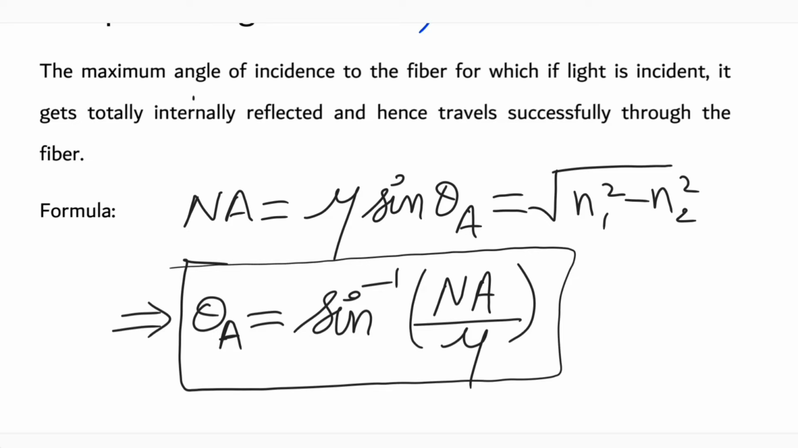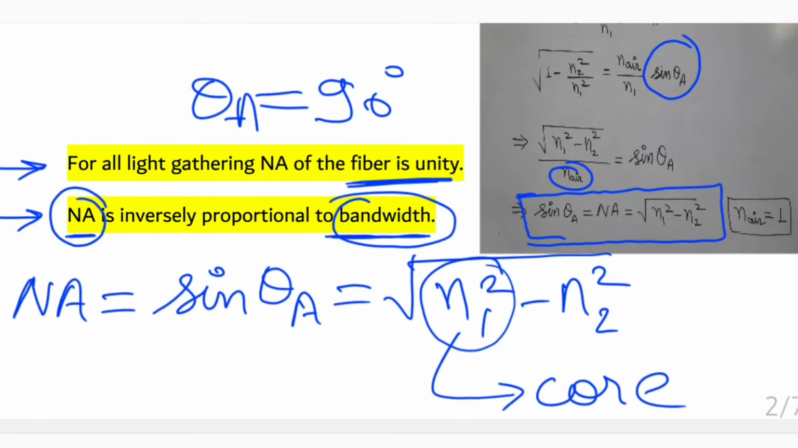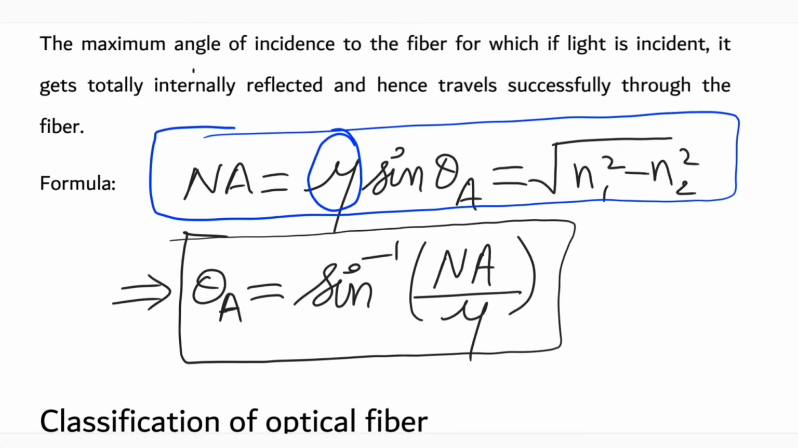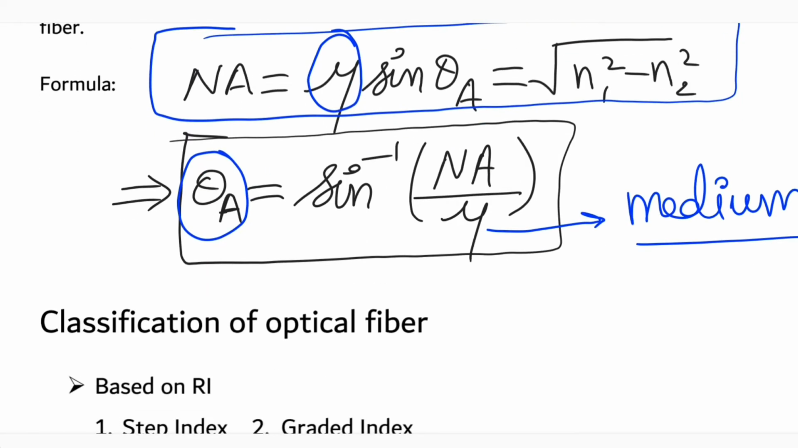As we all know, this mu is nothing but n air, so n air sine theta equals root of n1 square minus n2 square. This is the equation same as what we have seen in the case of numerical aperture. Here we consider n air as 1, but if you consider n air not equal to 1, you will get this equation. So theta a, which is the acceptance angle, equals sine inverse of numerical aperture divided by mu. Here mu is the refractive index of the medium. So these are the two important parameters for the optical fiber.